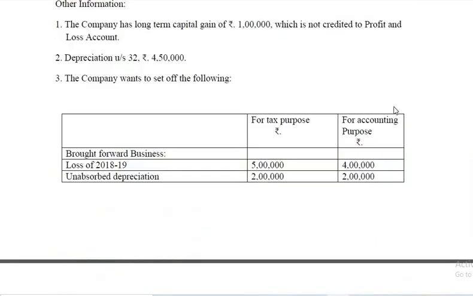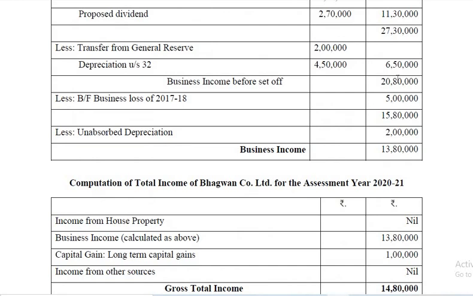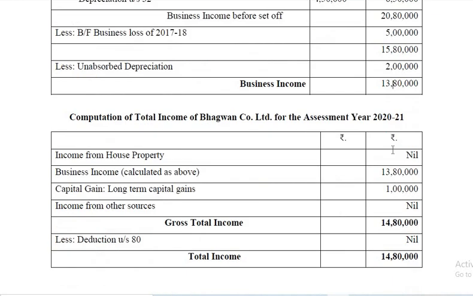Now you have got two items to set off, 5 lakh brought forward business loss and the other one is unabsorbed depreciation. Both can be set off because we have got enough money, 20,80,000. First set off 5 lakh, so what remains is 15,80,000. Then unabsorbed depreciation, 2 lakhs. What remains finally after set off is 13,80,000.